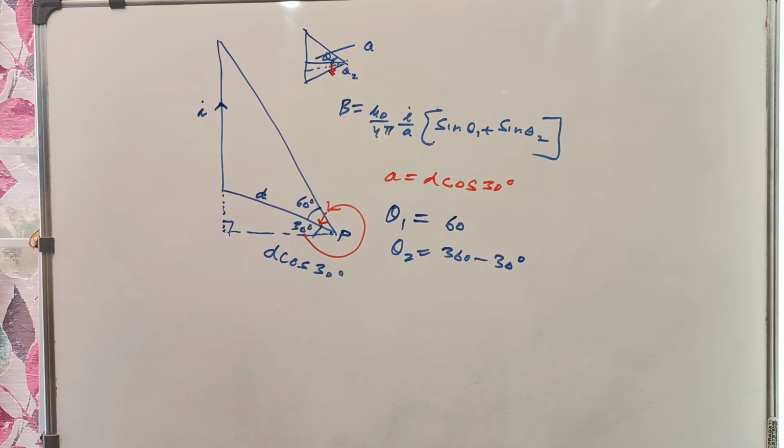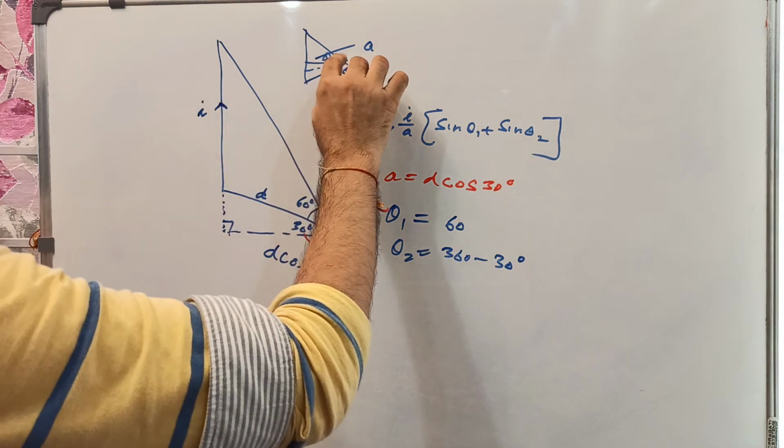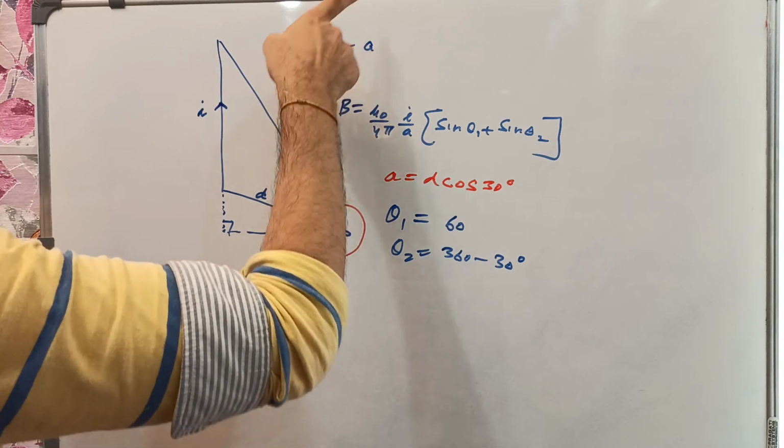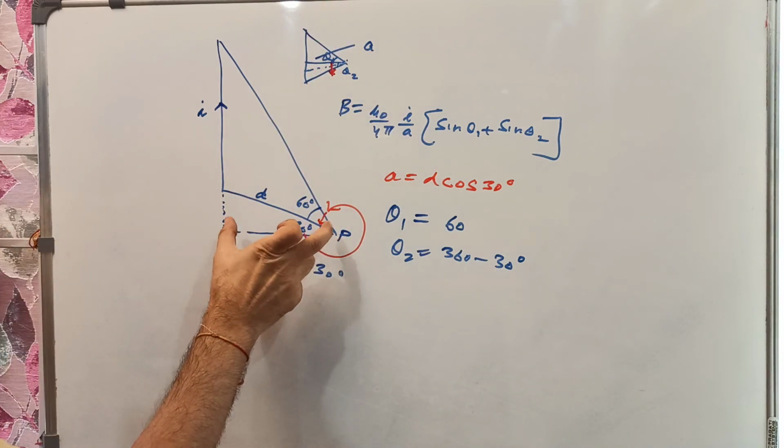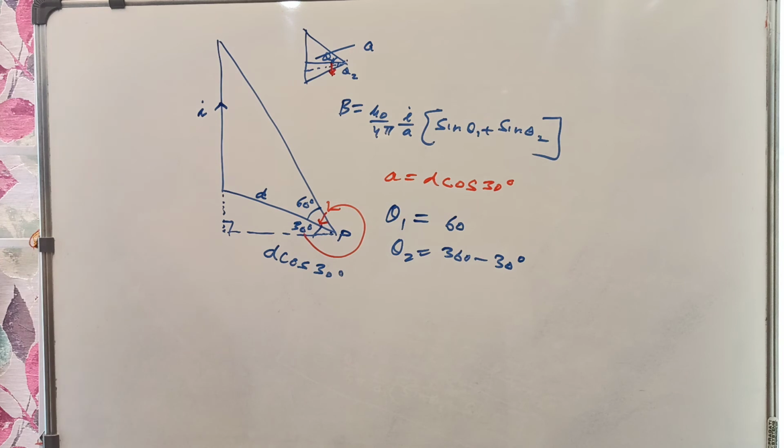Now if I talk about the other, it is the 60 degree angle. As I said, I have to take it from here, so 60 degrees. So if you see from here, it is 60 degrees. Correct? Okay.